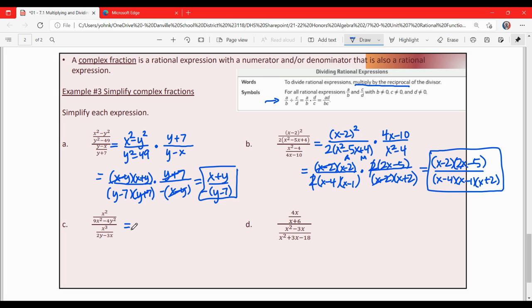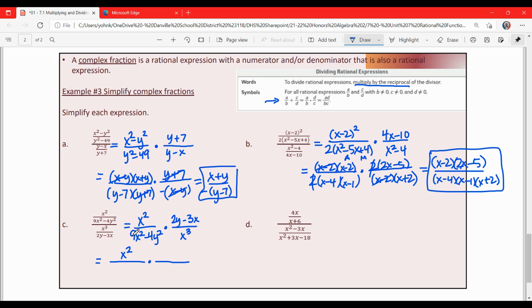All right, if we look at letter C, let's rewrite it. So we're going to leave it as x squared and 9x squared minus 4y squared. Let's multiply by the reciprocal, so flip. So I got 2y minus 3x on the top and x cubed on the bottom. All right, so let's factor. Can't do anything with x squared. Let's leave that one alone.